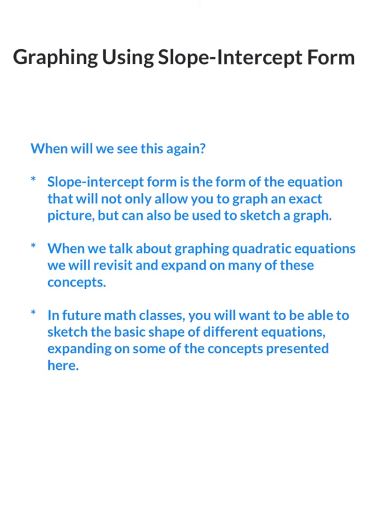So when will we see this again? Slope-intercept form is the form of the equation that will not only allow you to graph an exact picture, but can also be used to sketch. That is something that you will explore more in future math classes, is just sketching a picture. The difference between them is an exact graph is with exact points on it, whereas a sketch is just an idea of what it looks like.